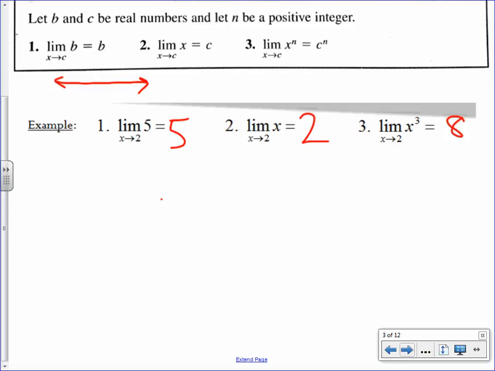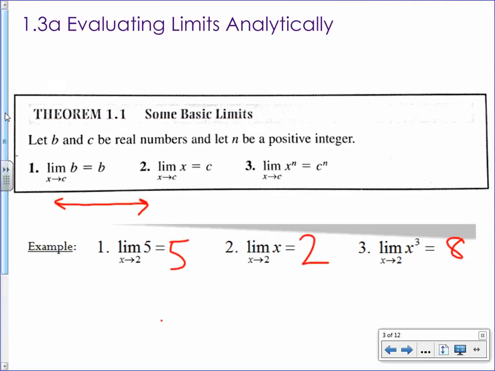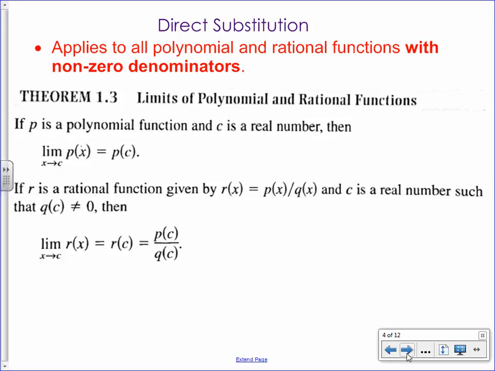Now we're going to mix those two slides together. Okay? Now we're going to take some combinations of functions, whether we're adding x to the powers together, like a polynomial, or dividing polynomials, what have you. Our method is still going to be the same. So we call this direct substitution.